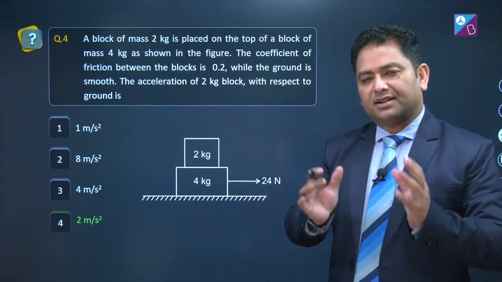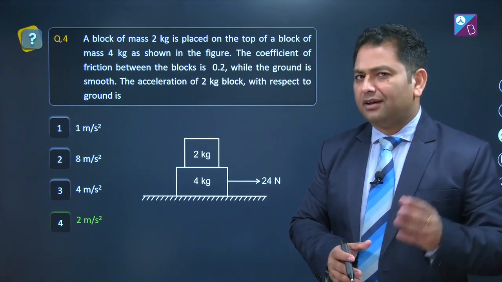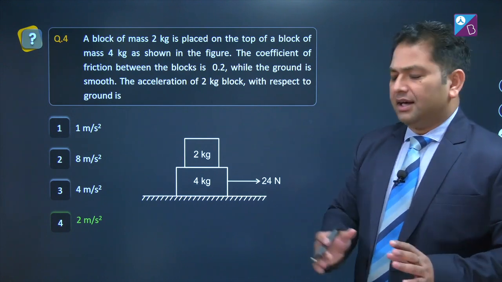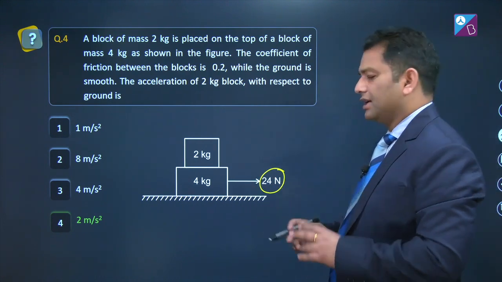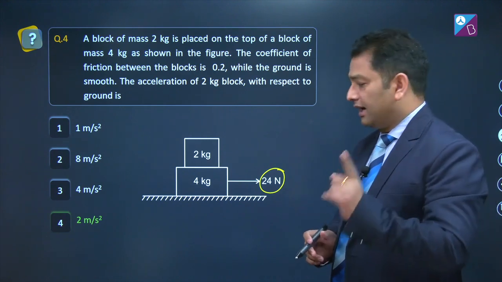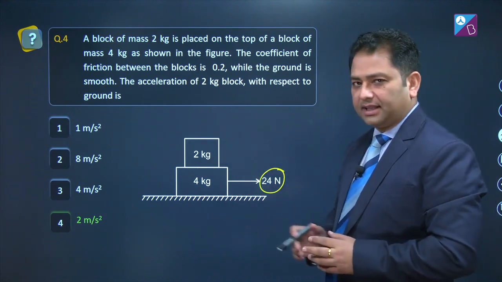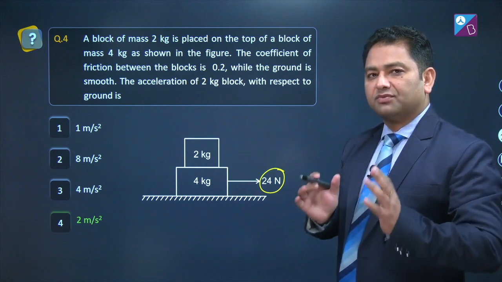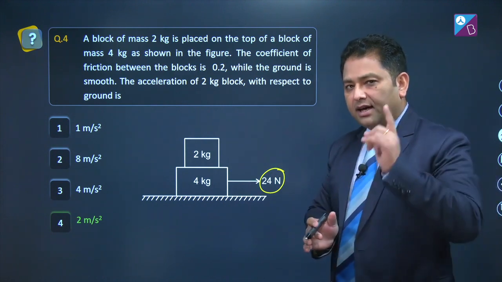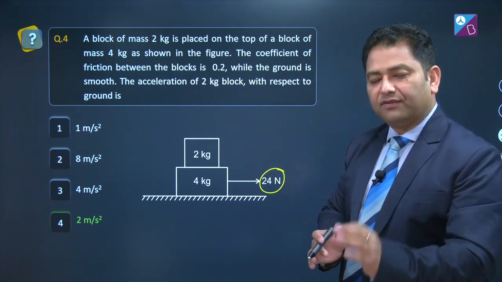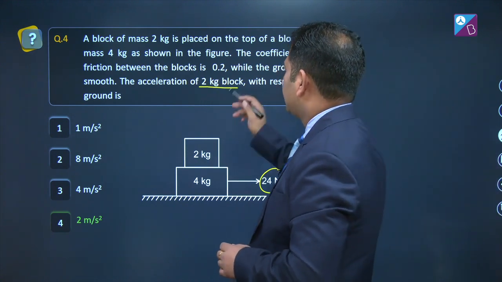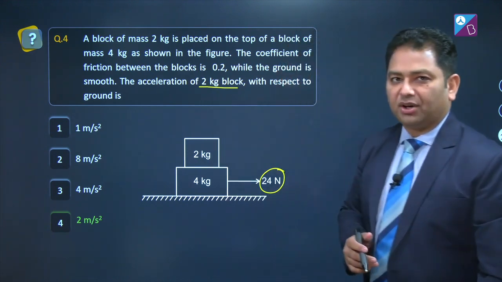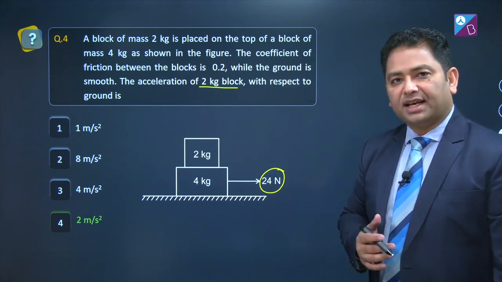And generally this question is considered to be in the tough category. Here when you apply a force of 24 Newton, now there are two possibilities. Either the blocks will move together or the blocks will move separately. पहली बात आपको ये कंफर्म करना चाहिए, and then after that you have to calculate the acceleration of the 2 kg block. तो ये कंफर्मेशन कैसे करें?